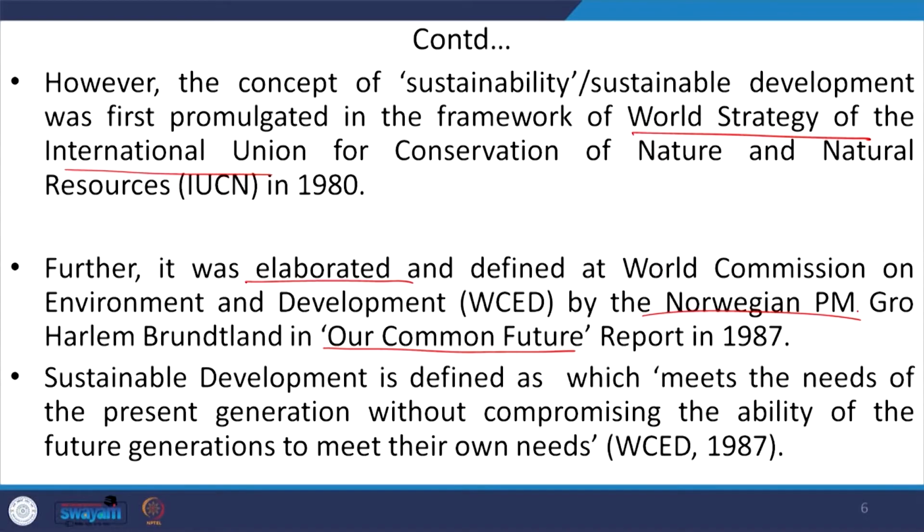So, that is why in this report, Our Common Future, in 87, sustainable development got its formal definition, which is defined as the development which meets the needs of the present generation without compromising the ability of the future generations to meet their own needs.